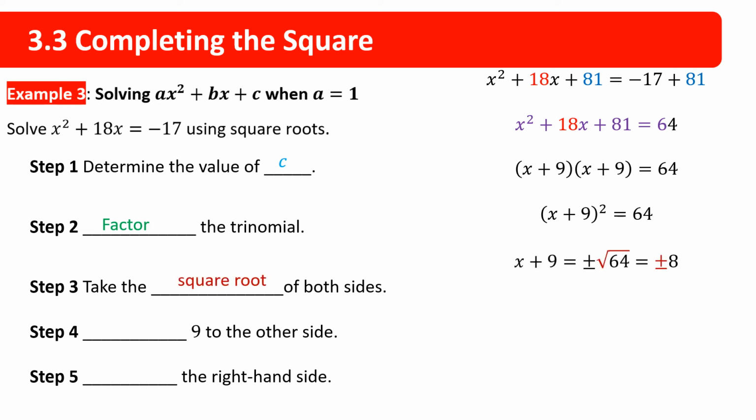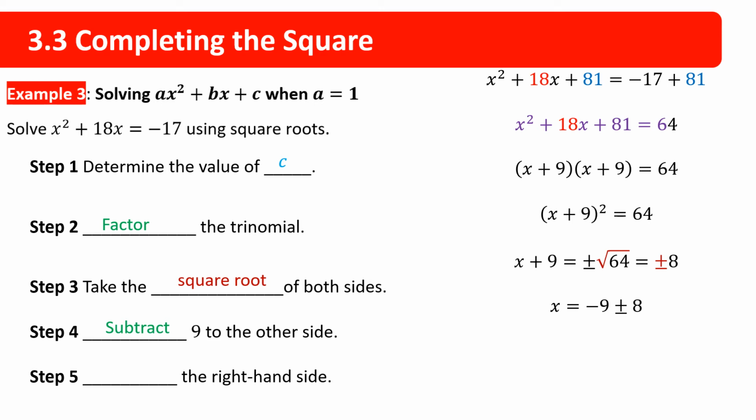That leaves us simply with x plus 9 on the left and a plus or minus radical 64 on the right. The square root of 64 is 8. So we have x plus 9 equals plus or minus 8. In step 4, we're working to get x by itself, so if we subtract 9 to the other side, we get x equals negative 9 plus or minus 8.